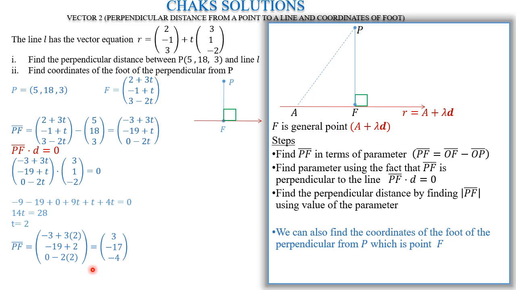Now we have our vector PF, so we need to find the modulus of PF. The modulus is the x component, 3 squared, plus the y component, minus 17 squared, plus the z component, minus 4 squared, all under the square root. So this will give us root 314 units. That's the modulus of PF.